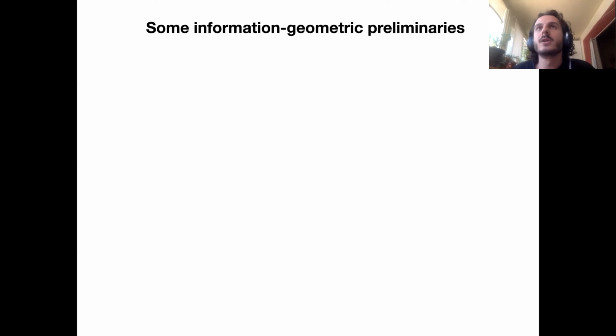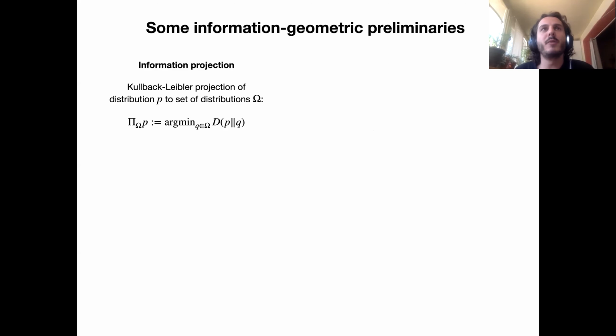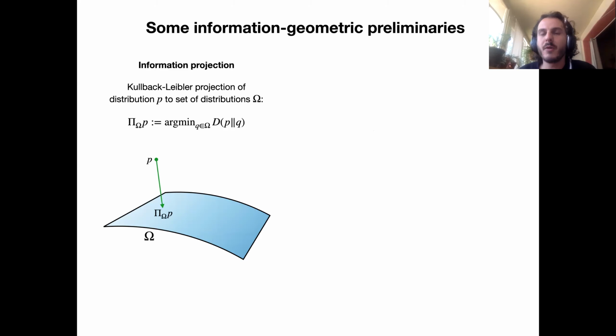Okay. So the first preliminary is the notion of an information projection, which some of you are familiar with. It's a very standard tool from information geometry. And the information projection of some distribution P, which I write as pi omega, to the set of distributions omega, is just the element in omega that is closest to P under the Kullback-Leibler divergence.